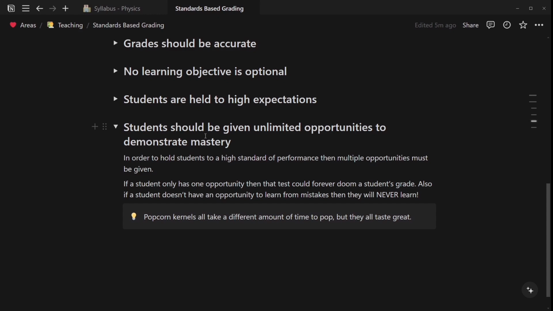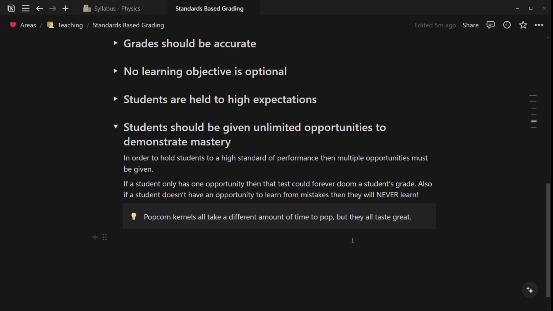And the only way to do that is to give unlimited opportunities to demonstrate the mastery. Once I started giving students unlimited time to demonstrate their mastery, once I started giving students multiple attempts at being reassessed on a certain skill, I found that students would learn something that they otherwise would have just given up on. At a teacher conference, I heard a quote that really stuck with me. Popcorn kernels all take different amounts of time to pop, but they all taste great. It does not matter when a student learns something, as long as they learn it.